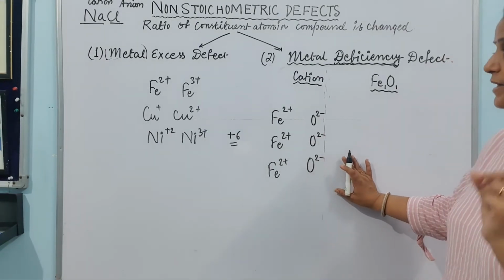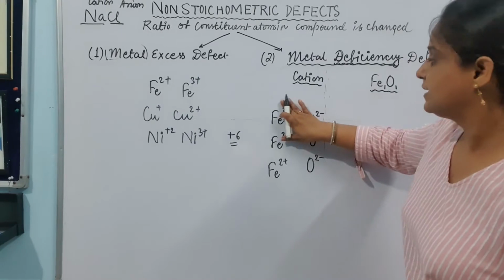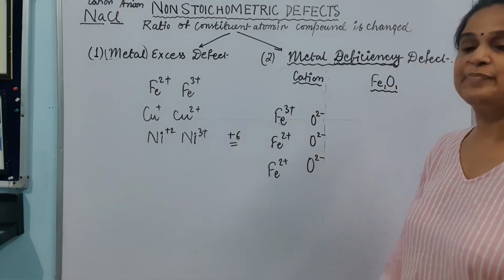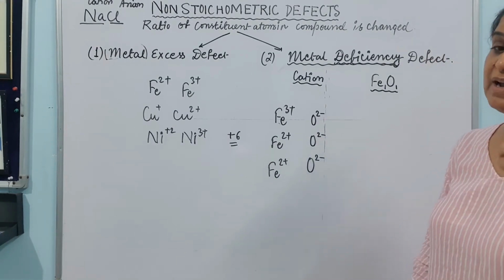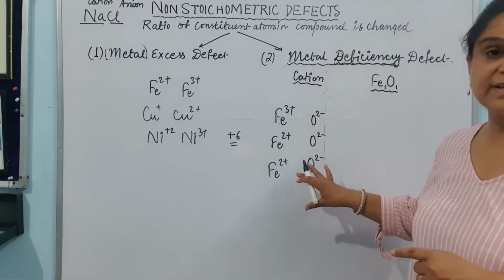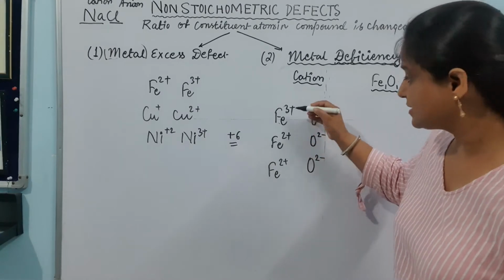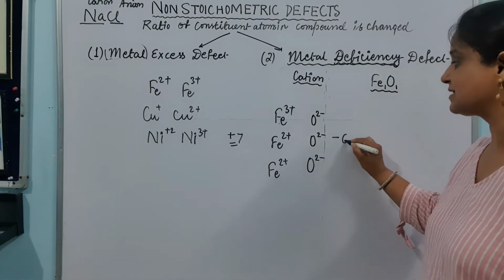Now what will happen? Just because this Fe+2 has a tendency to get oxidized, what will it do? Suppose this Fe+2 is exchanged by Fe+3 anyhow. It is replaced by Fe+3 anyhow. Now as soon as it becomes Fe+3, the neutrality of the crystal is no more maintained. Why? Because this is 3 plus 2 plus 2, that is plus 7, and there are minus 6.